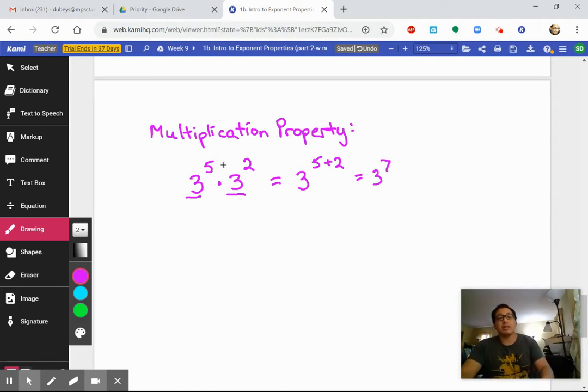Why is that the case? Well, because remember the definition of an exponent, if we expanded this out, this is the same thing as 3 times 3 times 3 times 3 times 3. So there's 5 of them times, and then there's 2 more. So if you expand both of them out and then recombine them into one exponent, we get 3 to the 7th. So that was last week, this multiplication property. We just said you can just add the exponents, or add the powers, sorry. Add the powers.